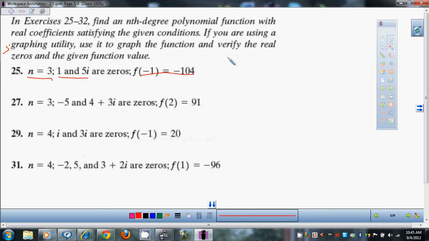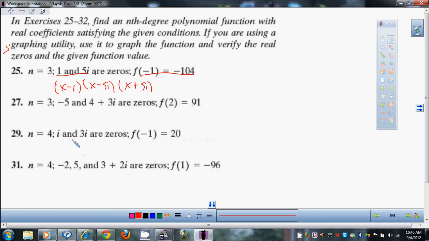That's right. Imaginaries come in pairs. So, here's what you're going to do on all of these. You're going to take your list of roots and write them out as binomials. So, that's x minus 1, right, because it's opposite. x minus 5i, and for every imaginary, you have a twin, which is why there's 3, even though they only list 2. And what you're going to do now is just FOIL, and you're just going to get back to your original function.